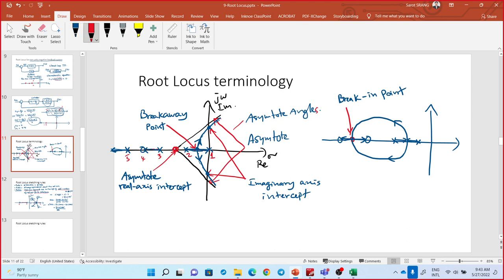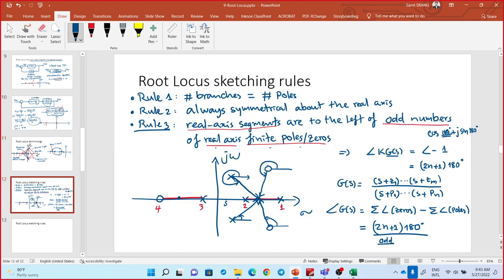This one also: 1, 2, 3, 4. So on the left hand side of number 1, real axis segment. On the left hand side of number 3, real axis segment here. Okay. This is all about rule number 3.